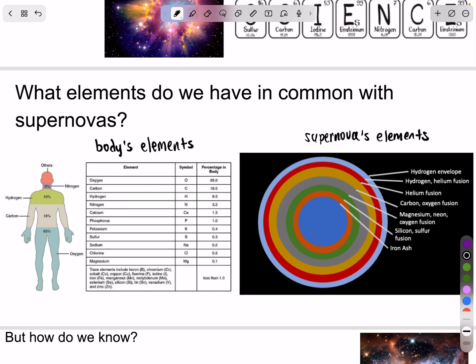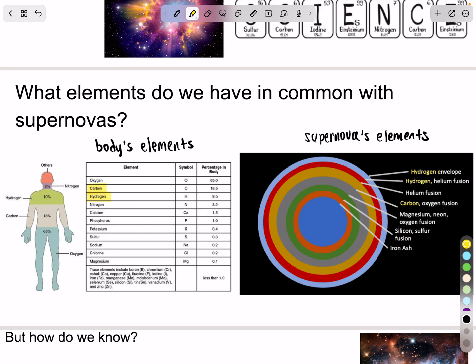Okay, let's see. Hopefully you have a number in your head. I'm going to look and see how many I can point out. So I see carbon here, and then carbon over here. You can't see me coloring it in, but carbon's on that side there as well. Hydrogen. I see hydrogen on both sides. There's a hydrogen envelope. Hydrogen fusion, along with helium fusion.